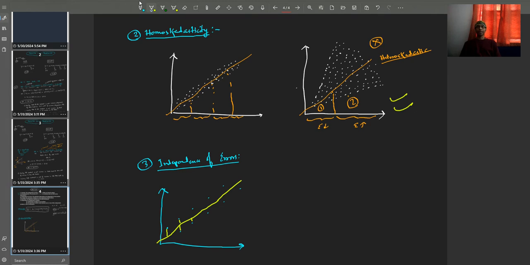Another example, let me take another example. Let's say there is data where the first data point is 1, right? The second data point is 1. The third one is 2. The fourth one is 3.